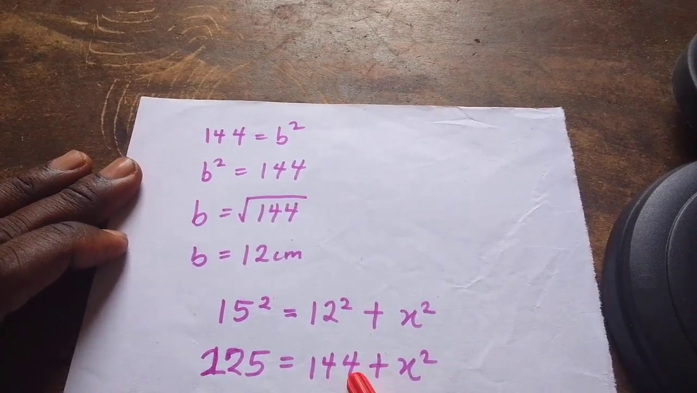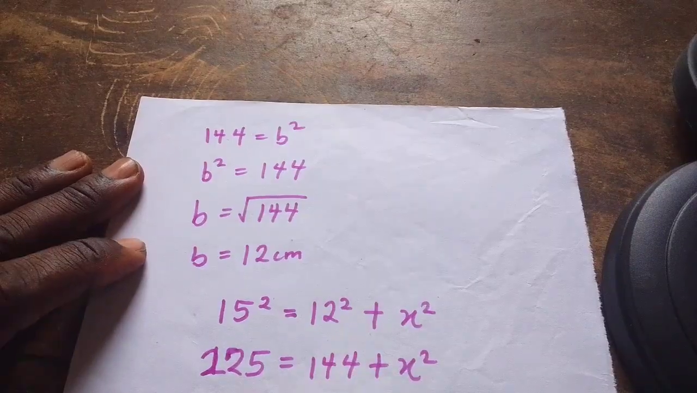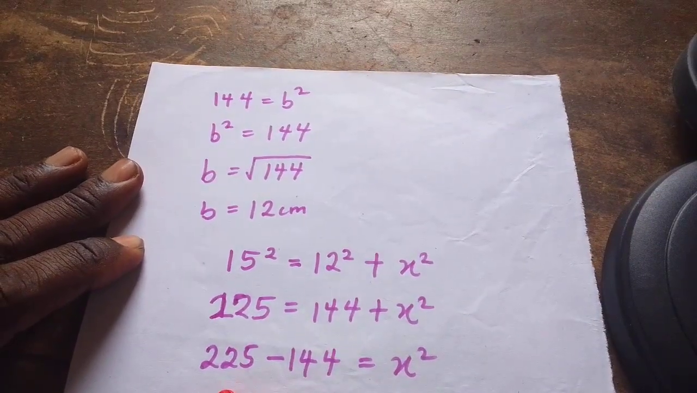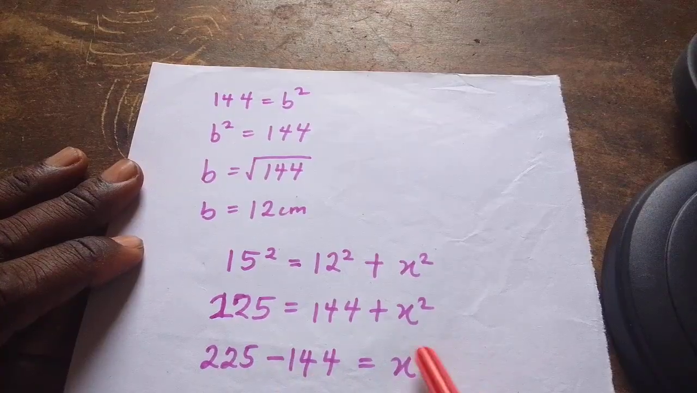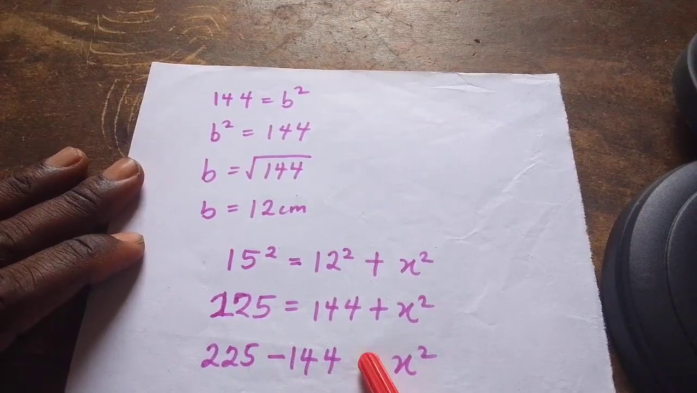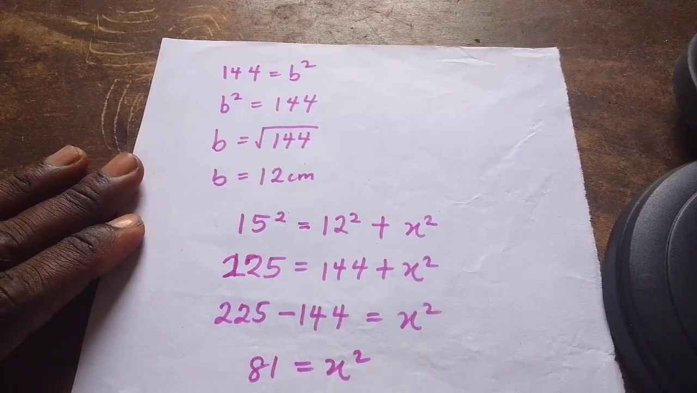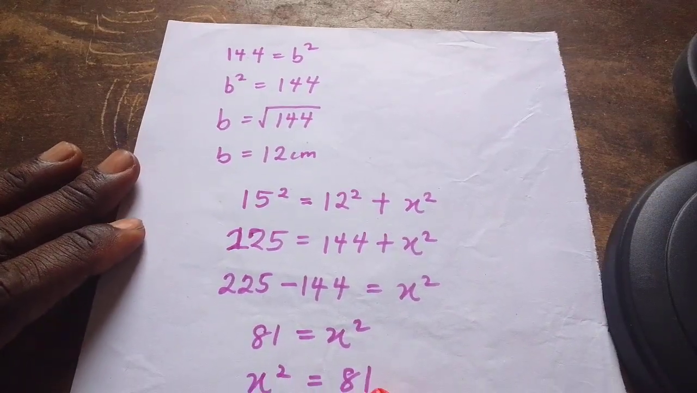You now bring this plus 144 to this other side. You now have a minus 144. So 225 minus 144 is equal to x square. 225 minus 144 gives us 81. 81 is equal to x square. X square is equal to 81.